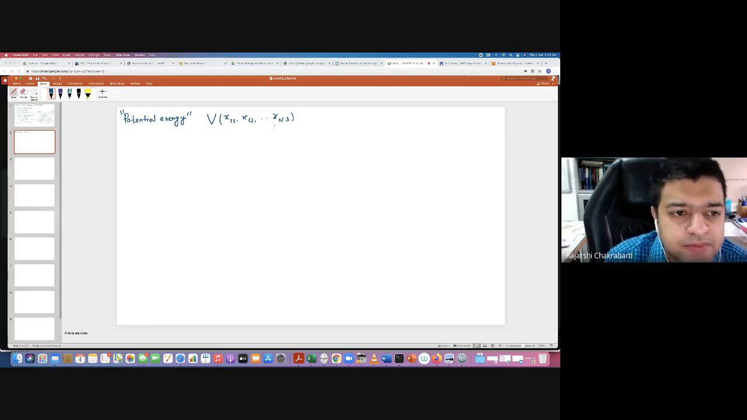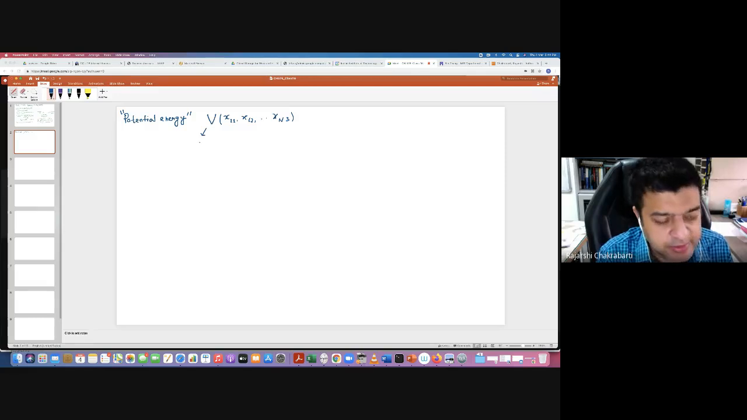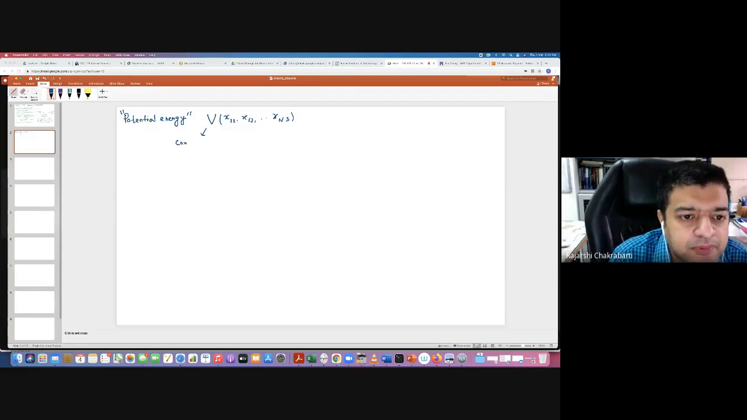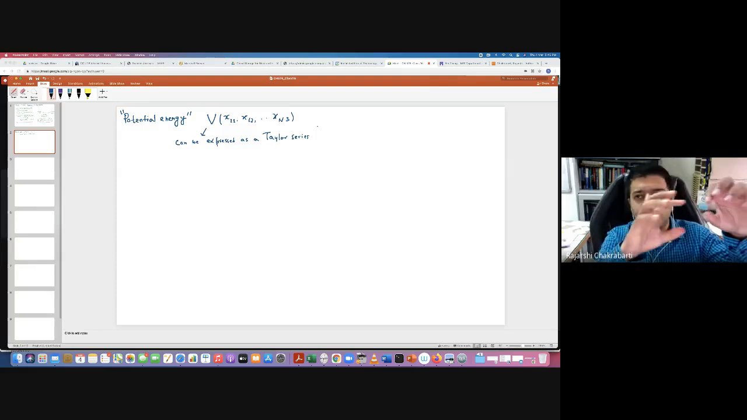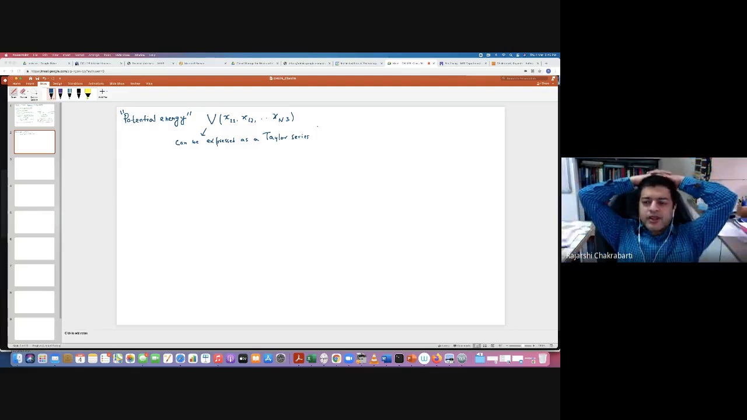Okay, this is in general potential energy, and this can be expressed as a Taylor series, when you have displacements which are small. So what is happening physically? Physically, I can think that these atoms are connected by some spring on the lattice. You understand, no? And because of this spring, you have some potential energy.